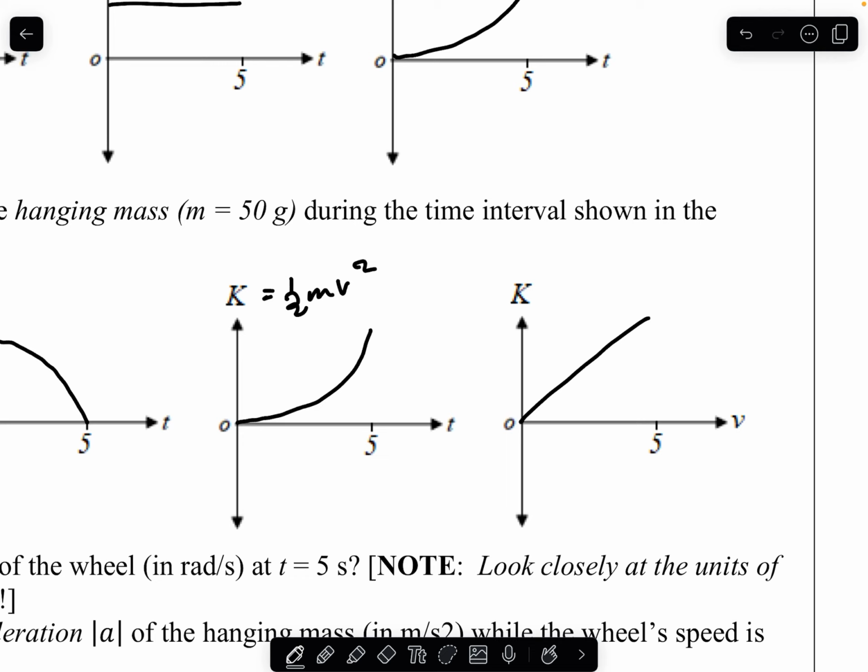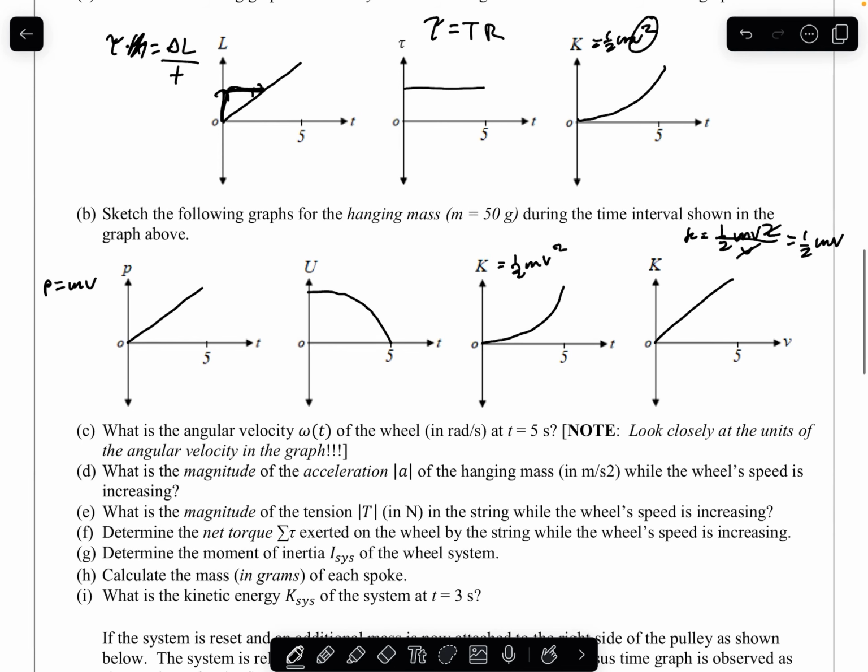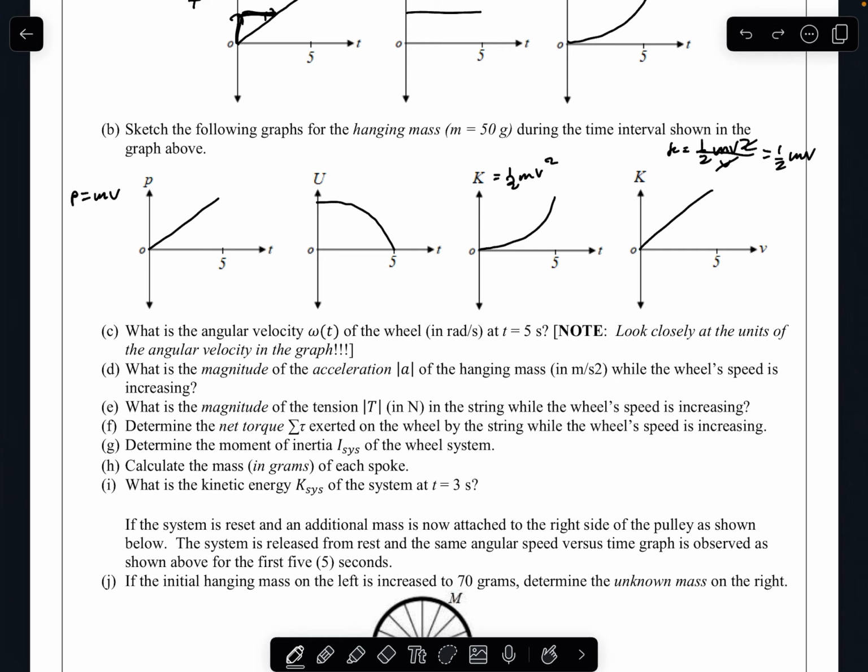constant slope because kinetic energy is 1/2 mv squared. And when you divide it by velocity, it's just going to be 1/2 mv. So essentially, this graph is basically looking like the momentum graph, but it's just 1/2. So that's why it mirrors the momentum graph, because the velocity is increasing at a constant rate due to how there's constant acceleration.